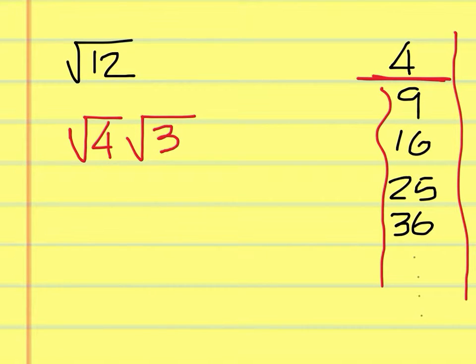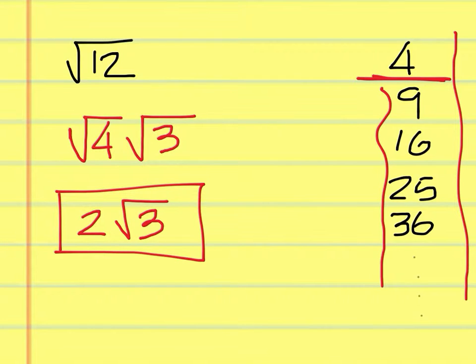And the reason why we pick a perfect square is so that we can simplify it. The square root of 4 is 2. So this is your final answer. This is the simplified version of this.